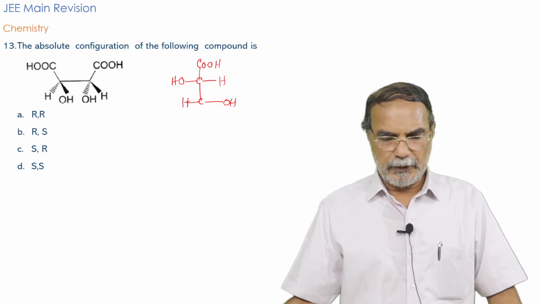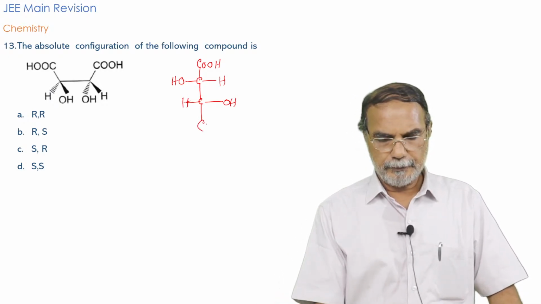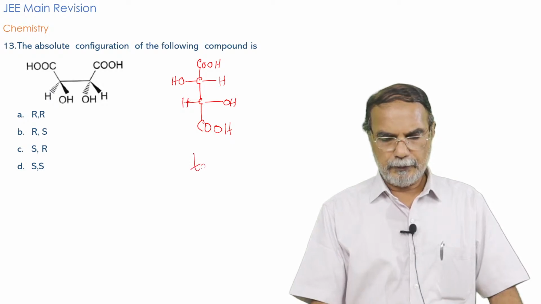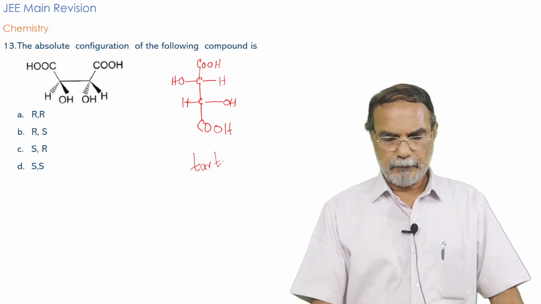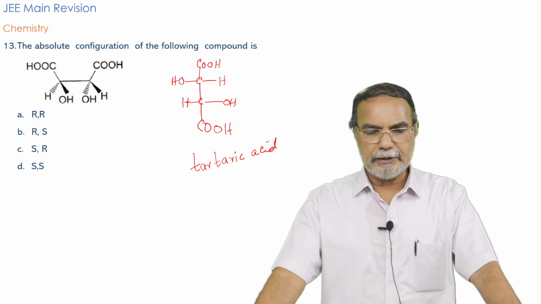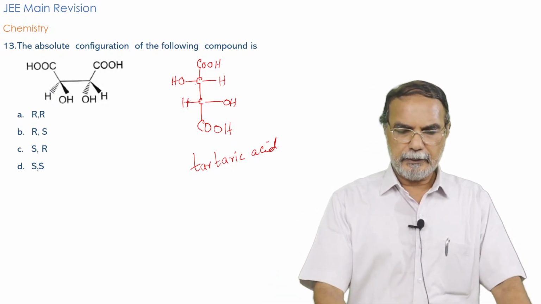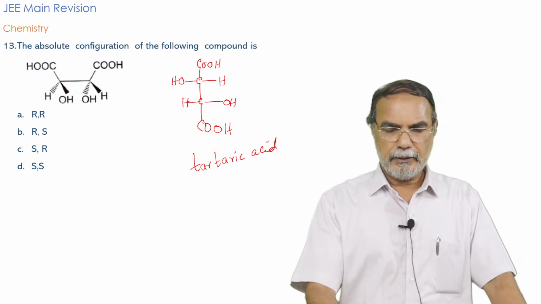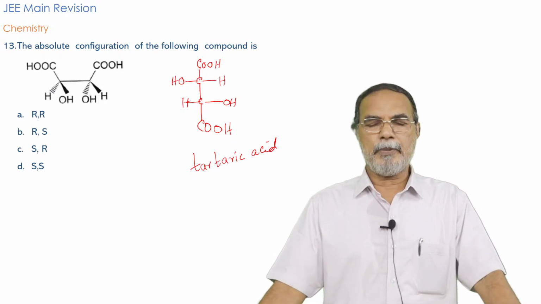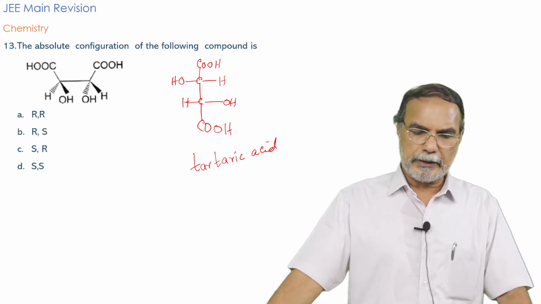So this compound, I hope all of you know, is tartaric acid. That's the compound, tartaric acid, 2,3-dihydroxybutane-1,4-dioic acid. That's the IUPAC name of the compound, and that is tartaric acid.